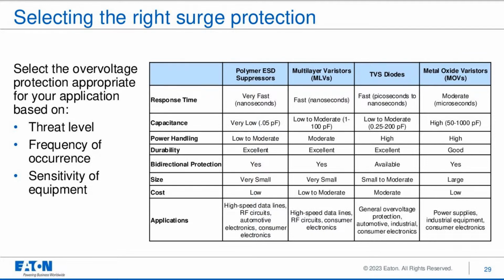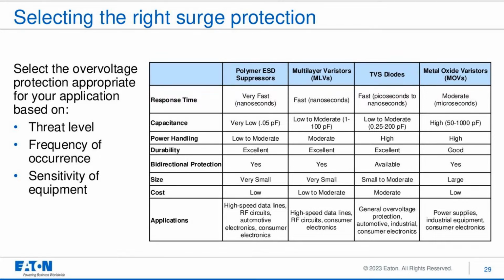When designing a surge protection solution, it's important to choose a technology appropriate for your application based on threat level, frequency of occurrence, and sensitivity of the equipment or component. Higher threat levels will require greater power handling capability. This is the area where MOVs generally excel, however at the expense of durability, size, and response time. In higher power applications where durability and longevity are important, TVS diodes can be an excellent option. However, this comes at the expense of cost.